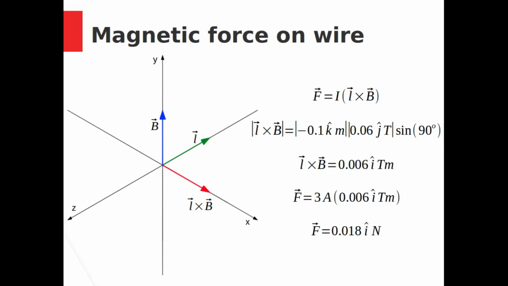The force on the wire is then calculated by taking the current, 3 amps, and multiplying it by the cross product, 0.006 i Tesla meters. That works out to a force of 0.018 newtons in the i direction. So in conclusion, the wire gets pushed in the positive x direction by a force of 0.018 newtons.